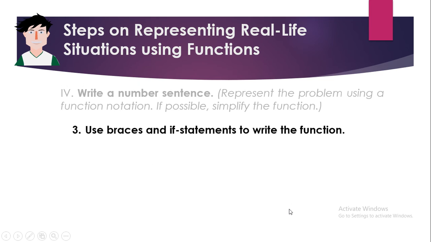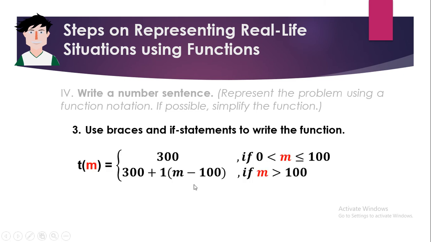So the third sub-step, use braces and if statements to write the function. We will just copy the 2 formulas in the intervals and use a brace and if statements. So the function notation in that problem is T of m is equal to 300 if m is greater than 0 but less than or equal to 100. And if it becomes more than 100, you will use the second interval, which is 300 plus 1 times the quantity m minus 100 if m is greater than 100. So m here represents the number of text messages.